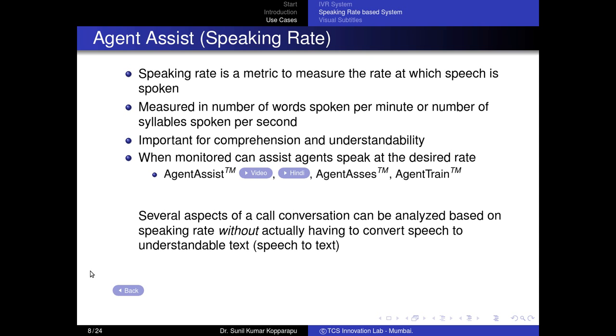Syllables are representative of high energy segments in speech. You compute the number of syllables per second, and then, converting syllables into words, you figure out the number of words per second and output the speaking rate. So this was a very India-specific solution that was built.